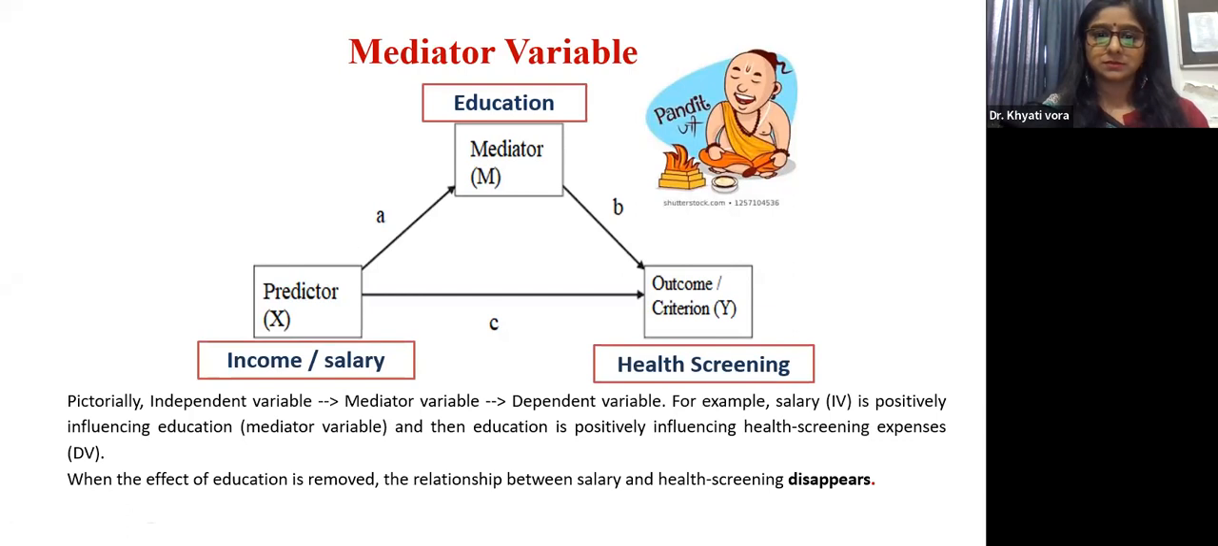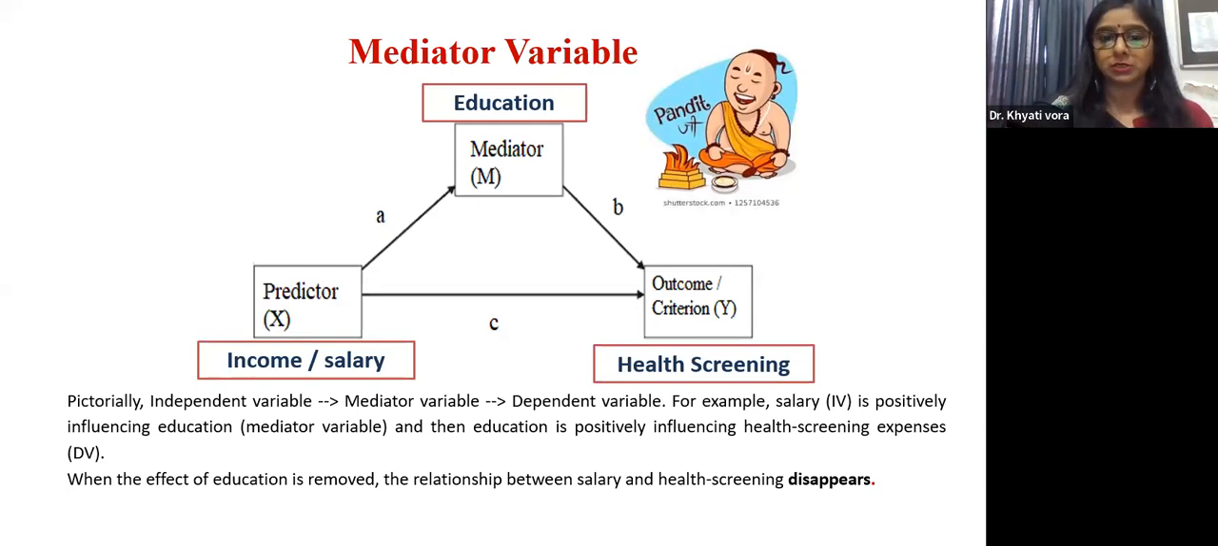So let us understand this. You all can read something below. Okay, independent variable, mediator variable, dependent variable. For example, salary is positively influencing education, and then education is positively influencing health screening expenses. Now, there is a question in this research paper: if income increases, does the expenditure on health screening increase? So there was a positive relationship. But it is because the income increases, or there is an increase in educational level in the society at large, and because of that educational value that people have, the expenditure on health screening increases.